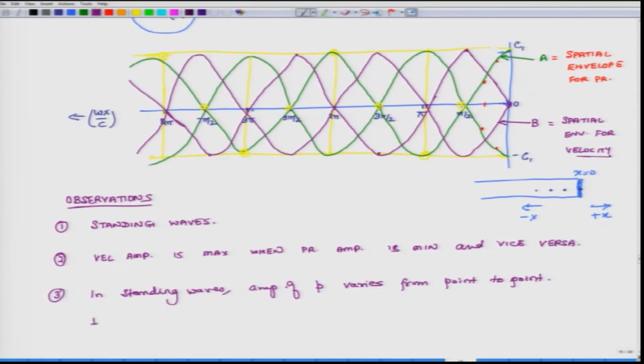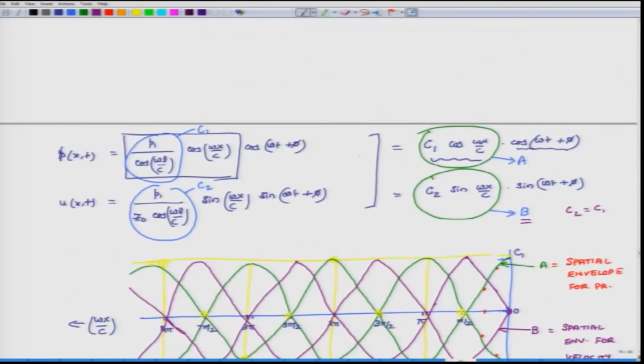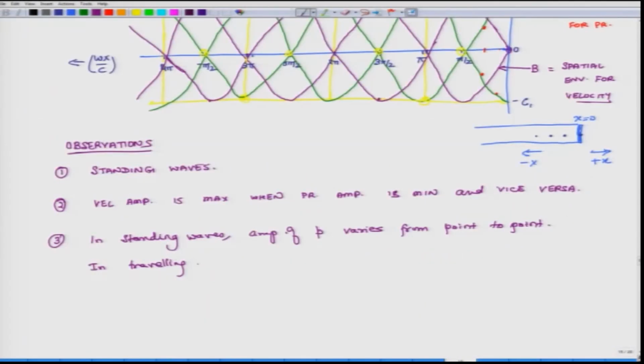But in travelling waves, an example being a wave travelling in an infinitely long tube that does not get reflected, you do not get these kinds of equations. In a travelling wave, the amplitude of pressure is the same everywhere.